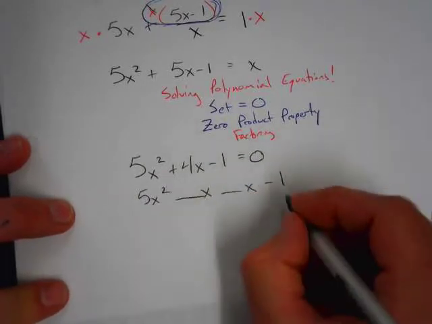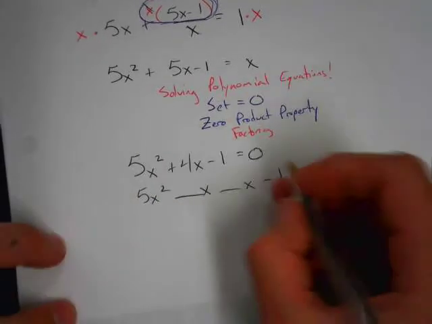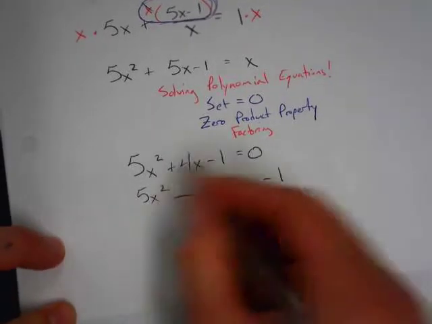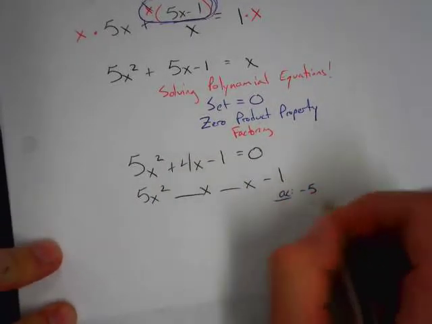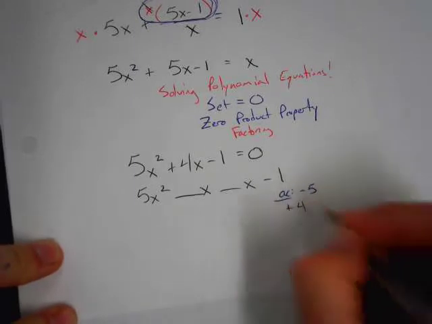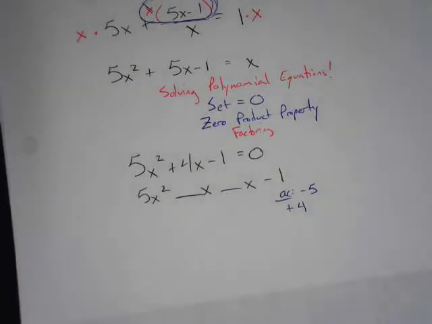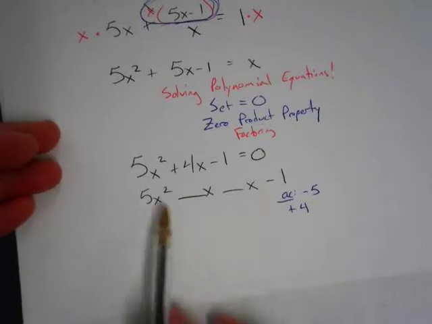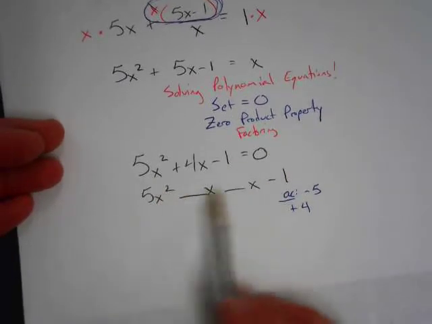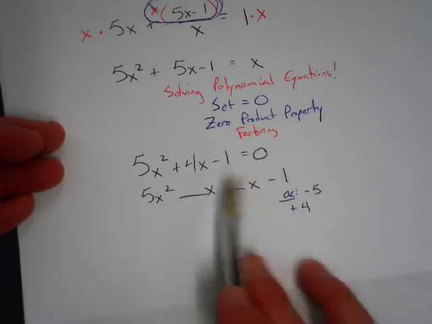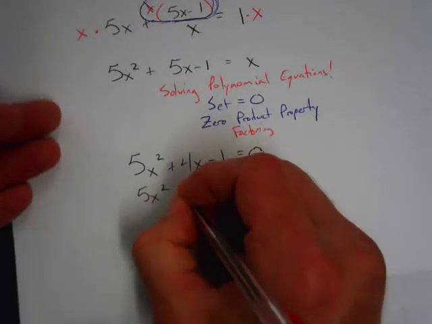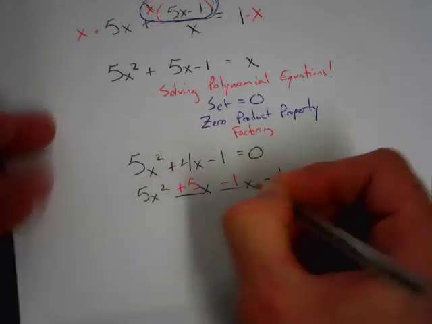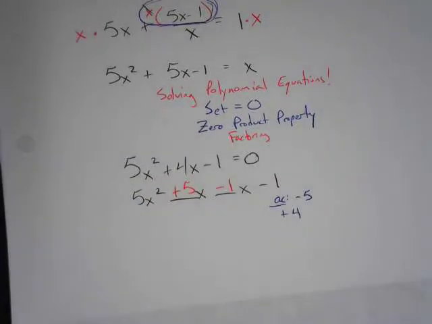So the first thing we do is multiply a times c. Don't forget, a times c is negative 5. So we need numbers that multiply to negative 5 but add to positive 4. That's the puzzle for factoring. What multiplies to negative 5 but adds to positive 4? Hopefully you know it's positive 5 and negative 1. That would fit that puzzle, right?